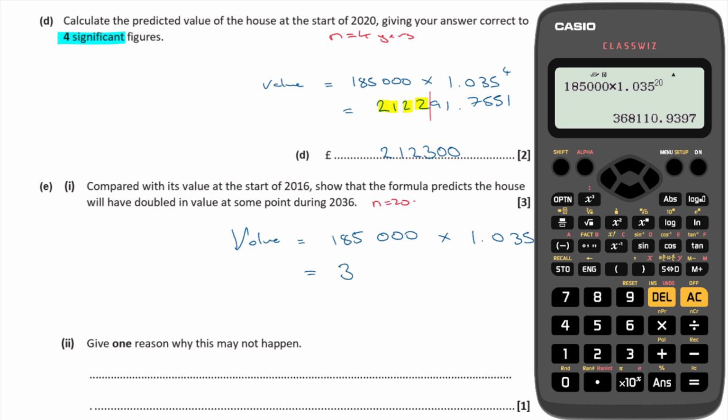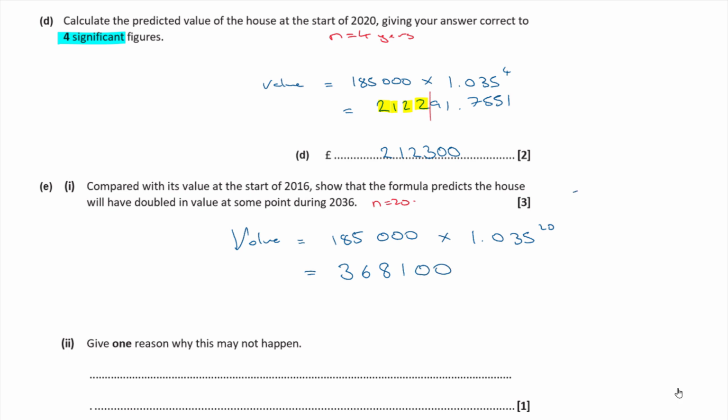So that is 368,100. Now to double, the value is going to have to reach 2 times 185,000. That comes out to be 370,000. Okay, so it's not quite reached that point yet, is it? So at the start of 2036, it's already 368,100, which is not quite double.